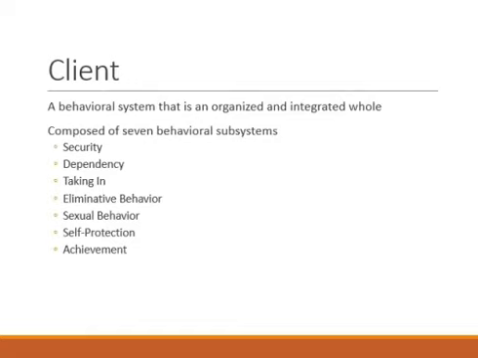So the client in this model is viewed as a behavioral system, that is, an organized and integrated whole. The whole is greater than the sum of its parts because of the integration and functioning of its subsystems. So in the Johnson model, the client as a behavioral system is composed of 7 distinct behavioral subsystems, and those are listed right there: security, dependency, taking in, eliminative behavior, sexual behavior, self protection, and achievement.